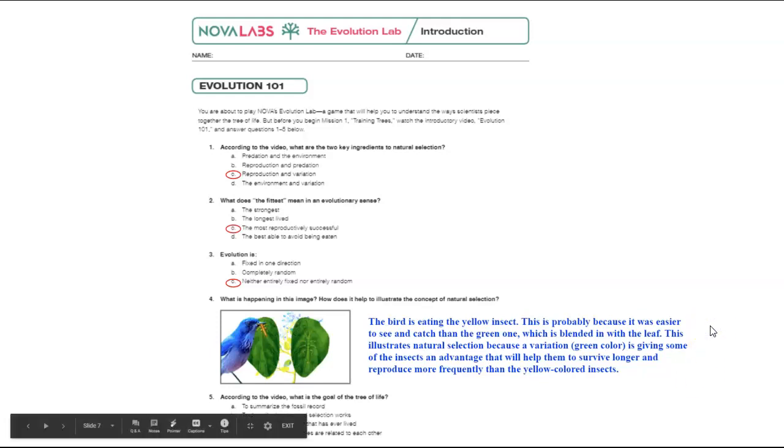And according to the video, what is the goal of the Tree of Life? Well, to explain how all species are related to each other.